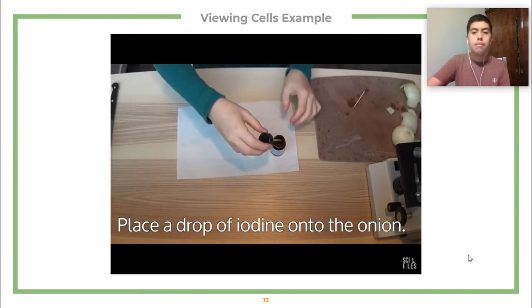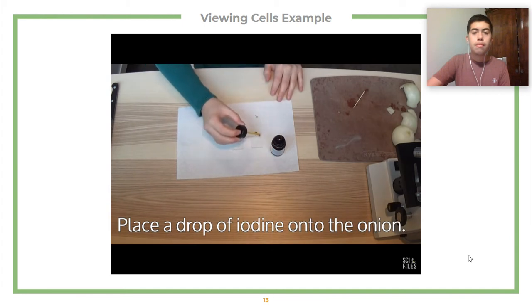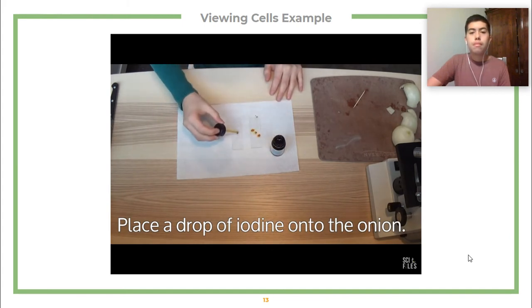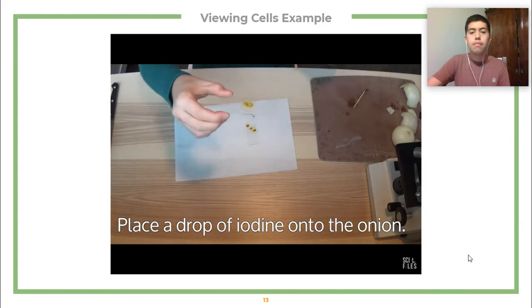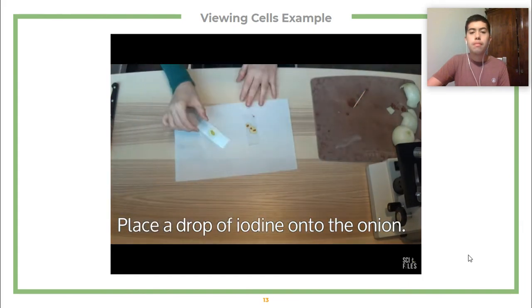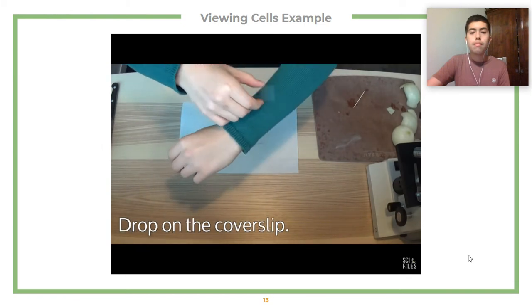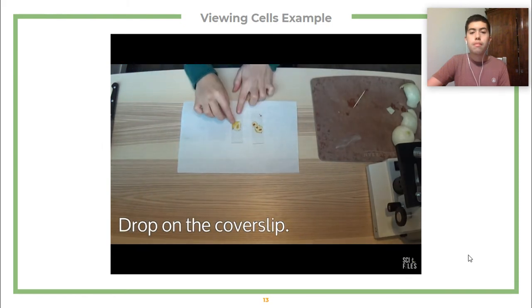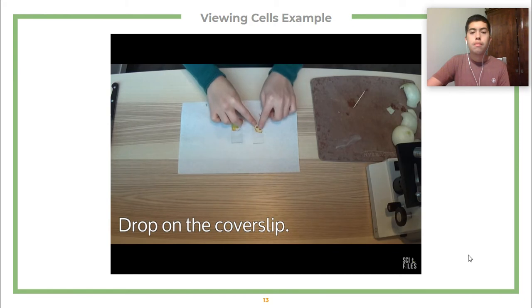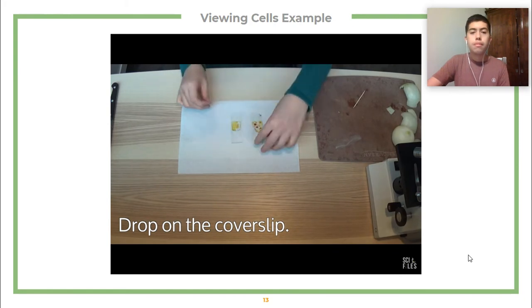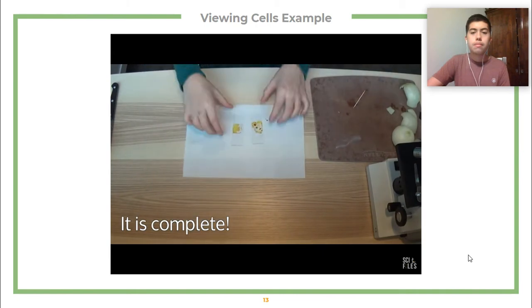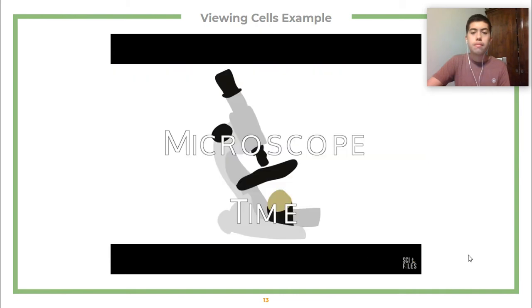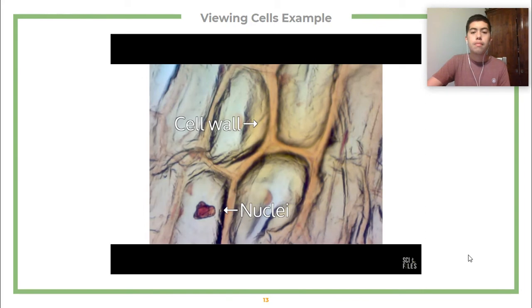Add a drop of iodine onto the onion. Drop on the cover slip. Apply pressure to the cover slip, but not enough to break it. Now your slide is complete. Now observe under a microscope. You will be able to see the cell wall and the nuclei of the onion cells.